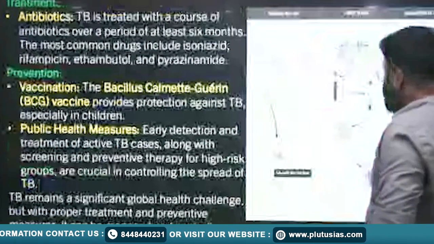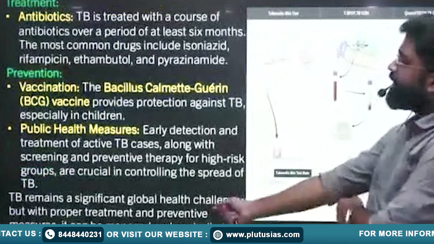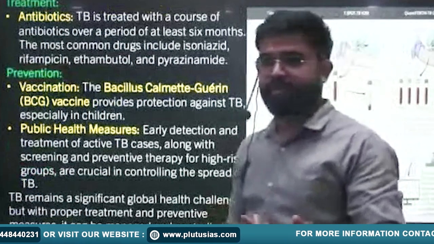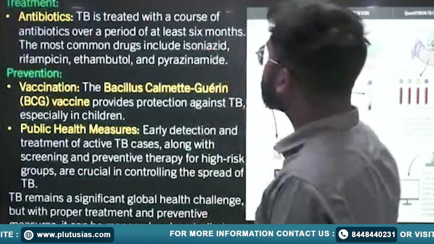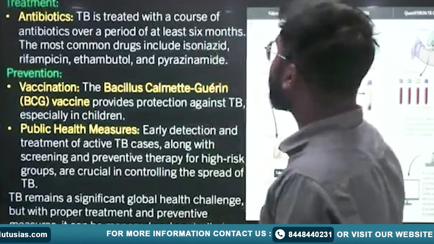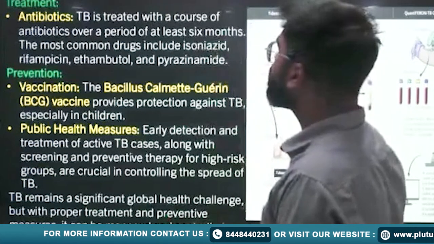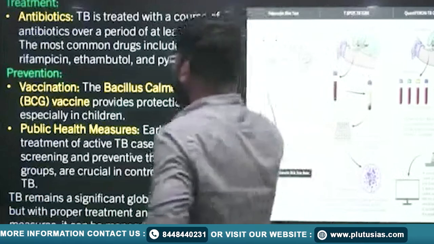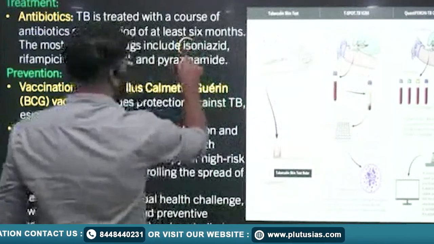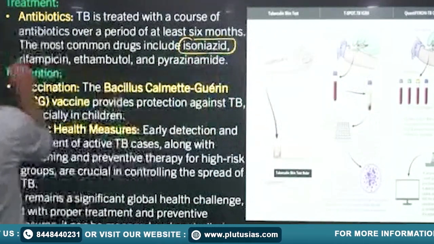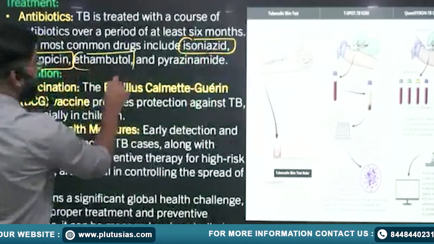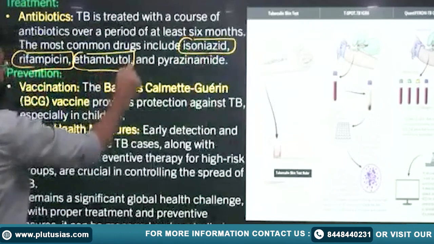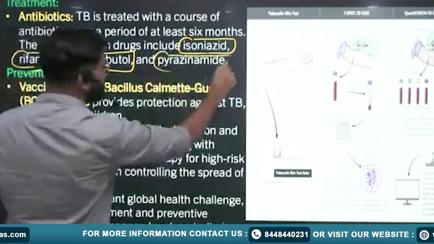Okay. Treatment. Antibiotics, simple. Or antibacterial, antibiotics, same. TB is treated with a course of antibiotics over a period of at least 6 months. The most common drugs are, ye question bhi pucha hua hai, isoniazid, rifampicin, ethambutol, and pyrazinamide.